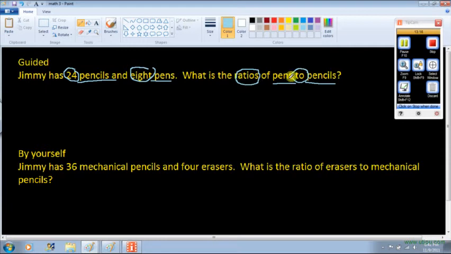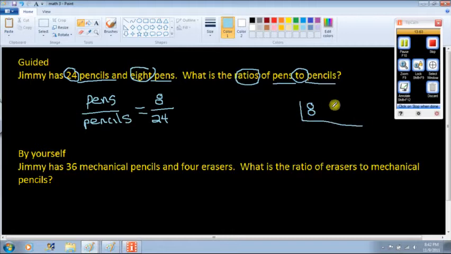So it says the ratio of pens to pencils. And we have 8 pens. Remember, pens goes with pens, to 24 pencils. Now again, this is not in the simplest form, and I can use a division ladder to check that. 8 is first, so 8 goes in my division ladder first, and then 24.